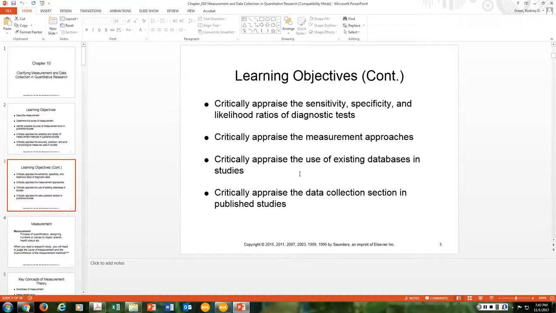And finally, critically appraise the data collection section in published studies. So we have covered all of the objectives. So read chapter 10 and pay attention to the slides that have to do with critical appraisal.